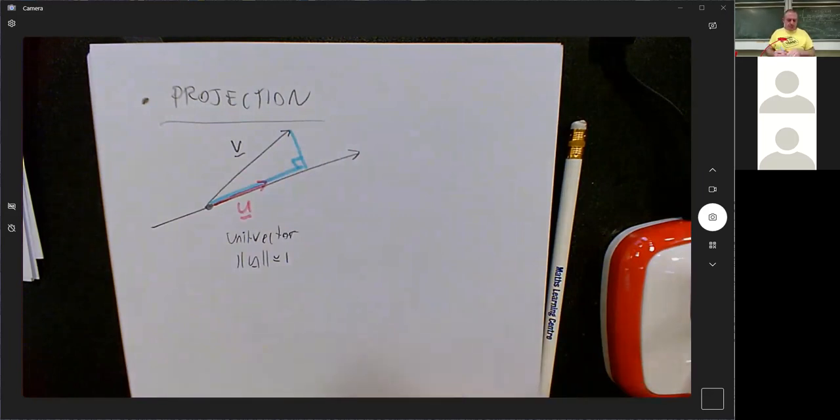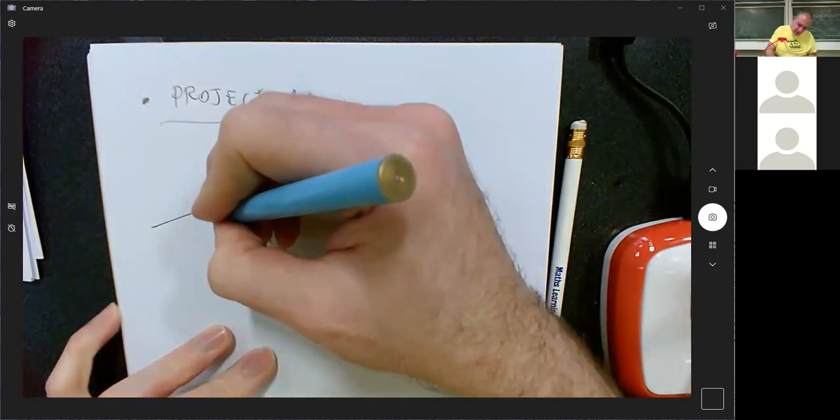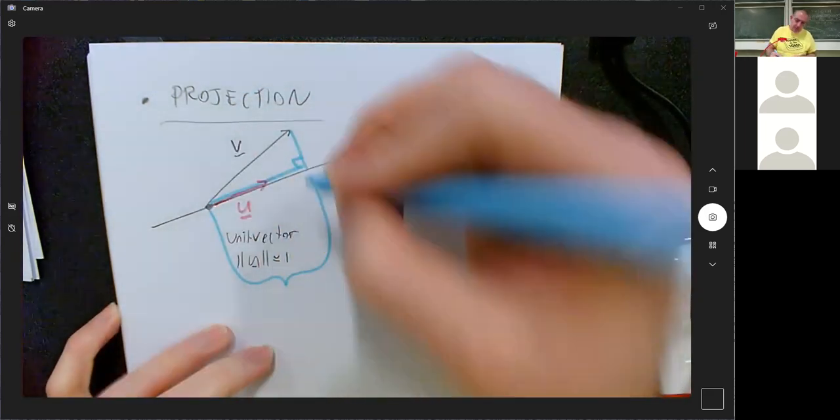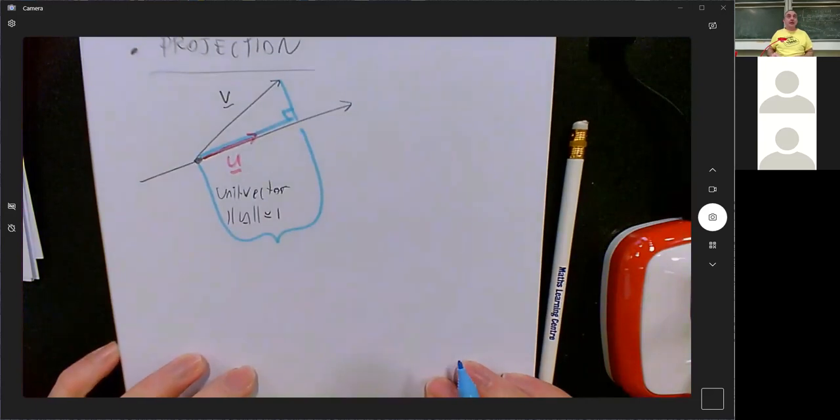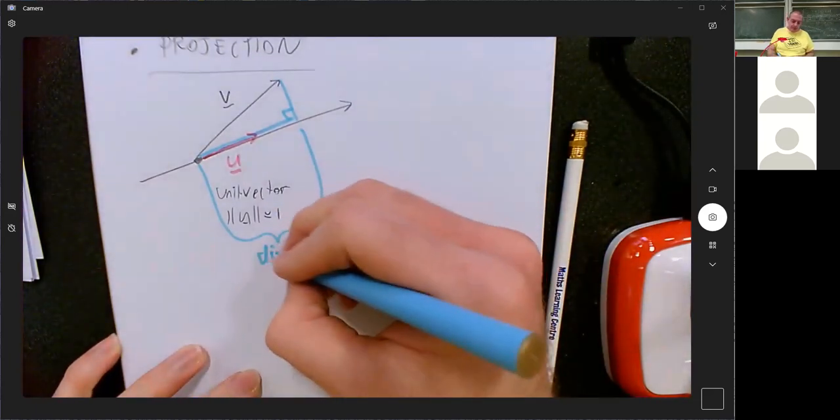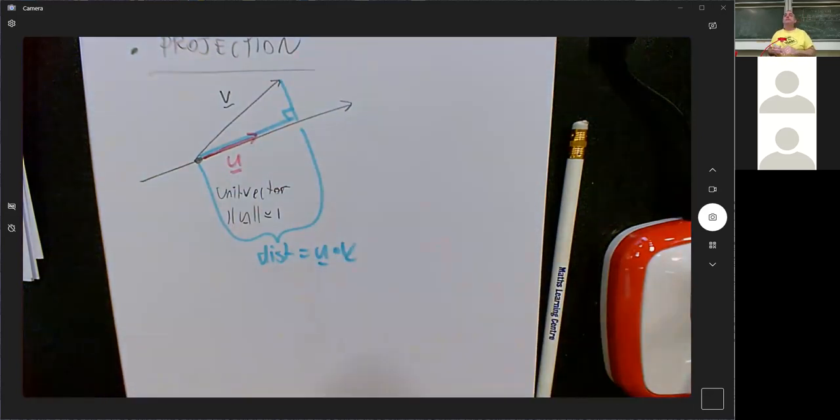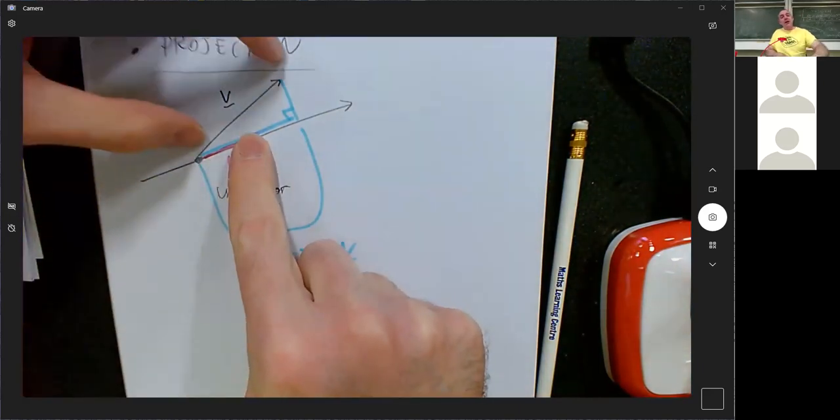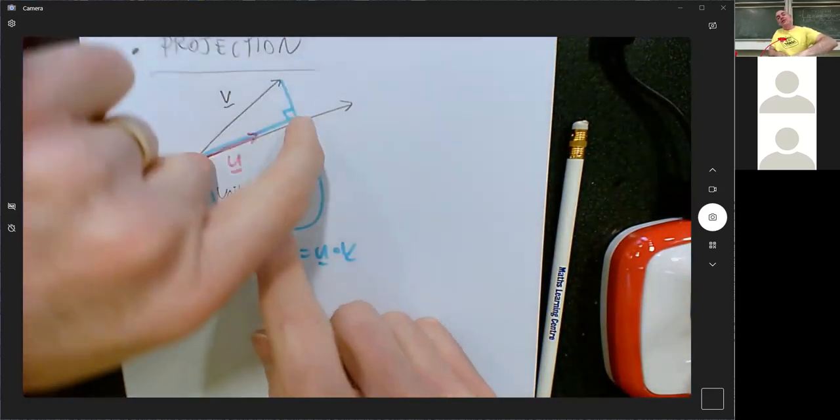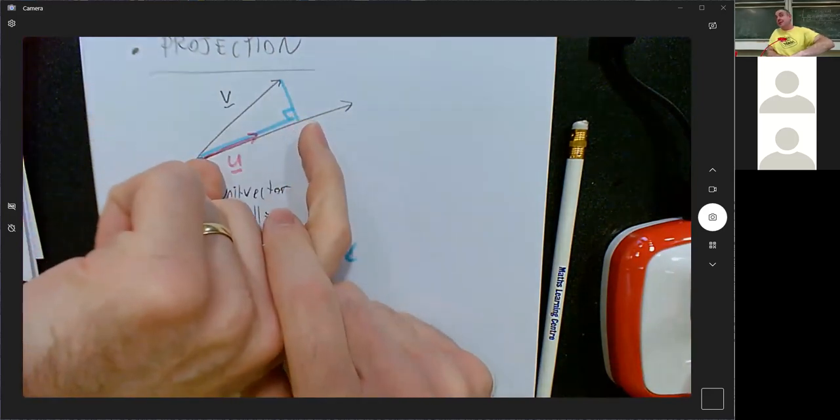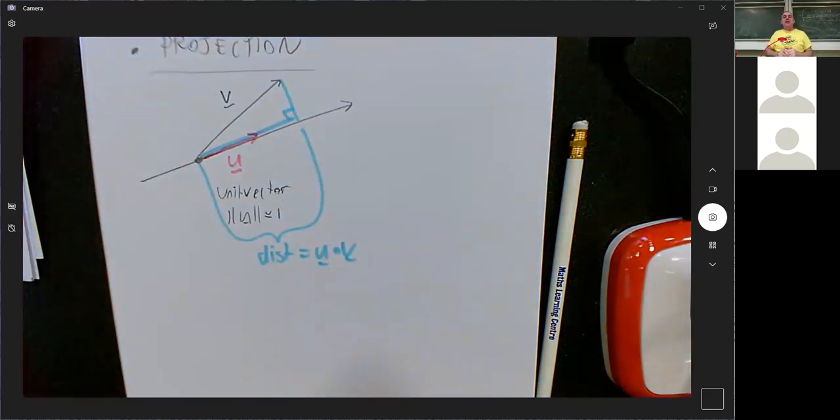And this distance here, that distance is u dot v. So if I have a unit vector and I try and find how long the part of v that's in the same direction of u is, that distance is u dot v, as long as u is a unit vector.